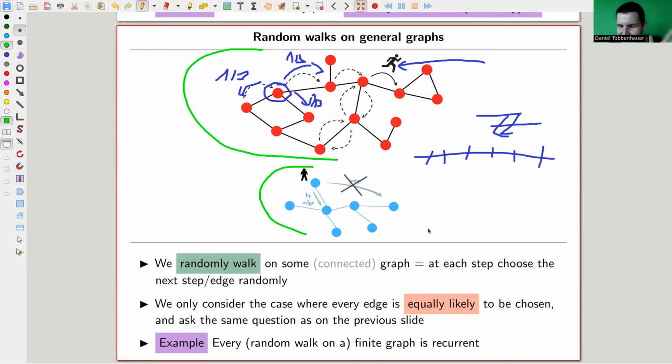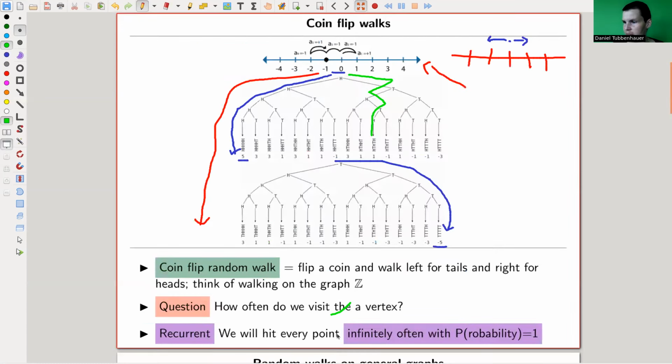It's a very strange coin. It can have 1/3 probability or something, whatever. So you're randomly walking around the graph, and you're asking the question whether you are recurrent. Remember the definition of recurrent. We hit every point infinitely often with probability 1. So we hit every point infinitely often. I will drop this probability 1.